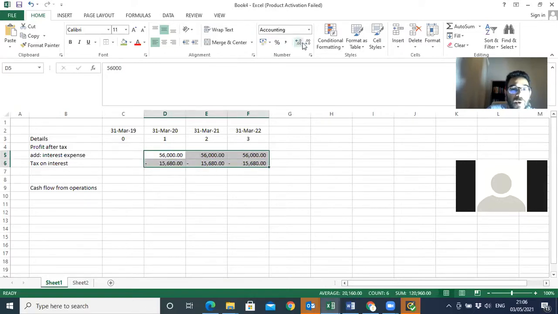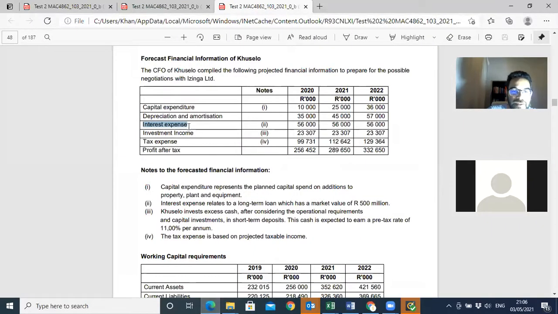Remember, we're working out our valuation. We wanted an after tax amount. So we dealt with interest expense. We know we're going to deal with capital expenditure and depreciation just now. Then we have investment income. Let's go read what they say about investment income. Kuselo invests excess cash. The word excess cash refers to the fact that it's not part of operations, after considering operational requirements and capital investments. So they invest excess cash in short-term deposits. What is excess cash? Anything that is not used for operations. So once it's not used for operations, it cannot be an operating income.